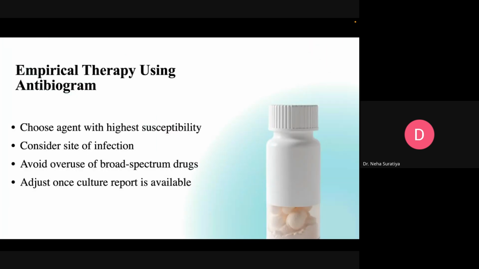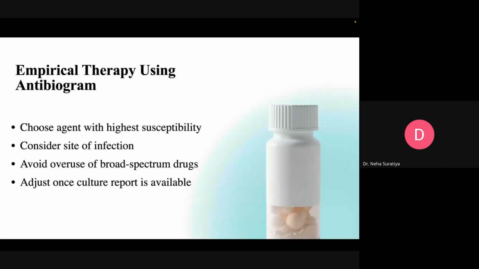Empirical therapy using antibiogram, how to decide. Empirical therapy means starting antibiotics before the culture report. First of all, understand what is empirical. Empirical means you are starting with a broad spectrum before you have a culture report with you. Once the culture report is there, you will be de-escalating. That means you will switch from broad spectrum to narrow spectrum, to targeted therapy. But empiric therapy means starting any antibiotic before the culture report.